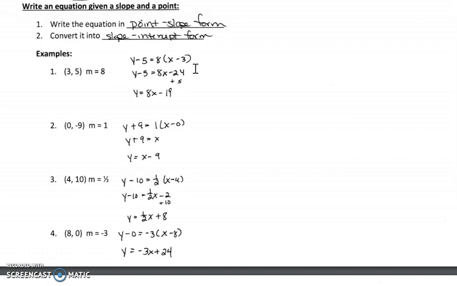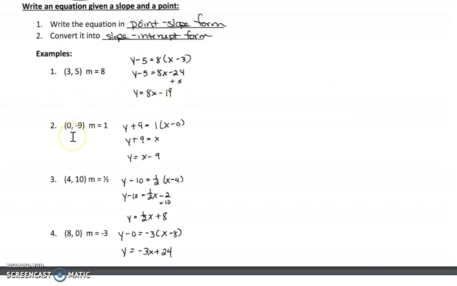Then it's asking you to convert that into slope-intercept form. So that is going to take some work. Those parentheses should clue you into the fact that you're going to distribute. So 8x minus 24. And then you need to get the y by itself. So you're going to add 5 to the other side, and you get an answer of y equals 8x minus 19. Okay. Go on to number 2.